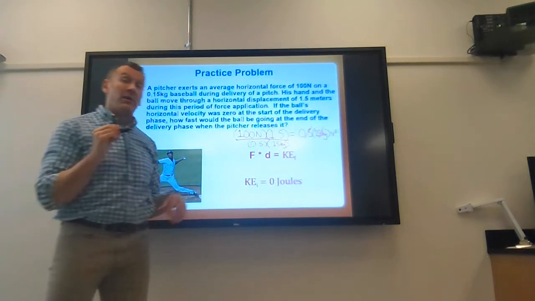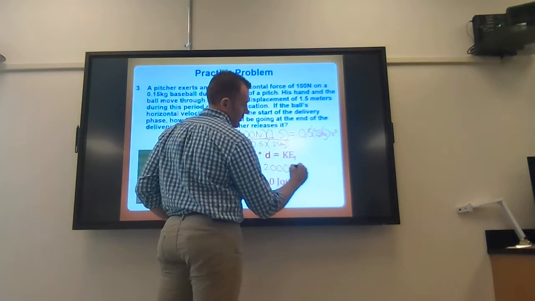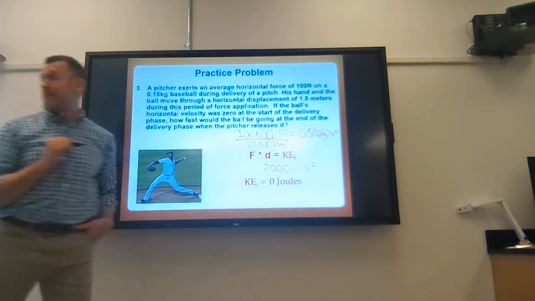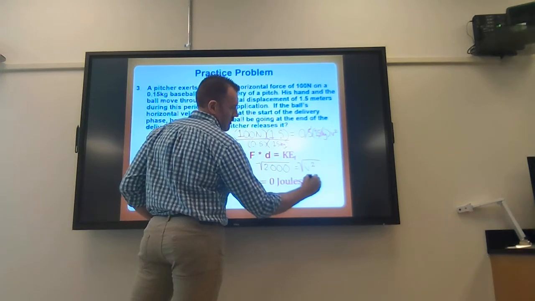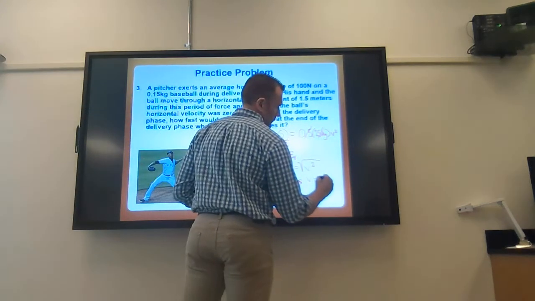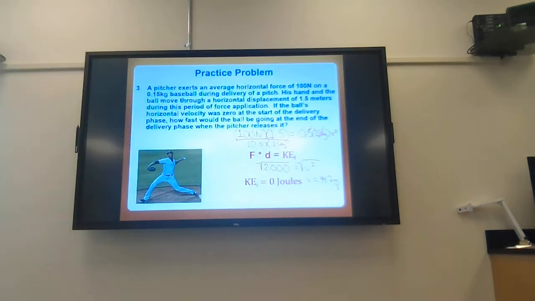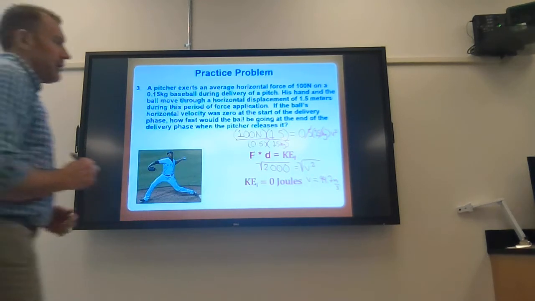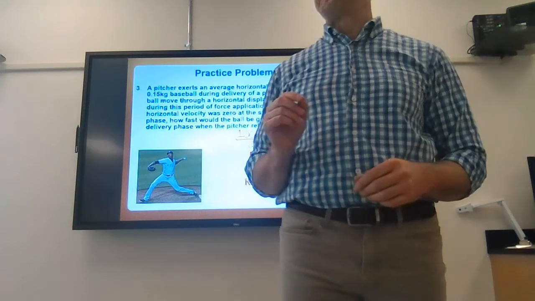When you work all this out, what did you come up with? Something like 2,000 equals v squared, is that right? You come up with that, and then you're taking the square root of that. So what did you come up with for your velocity? 44.7. Converting that to miles per hour is exactly 100 miles per hour on the release, which is about right. 44.7 meters per second and 100 miles per hour. Do you have any questions on that one? How we did that? Okay, all right.